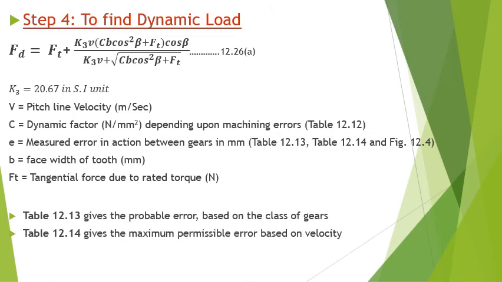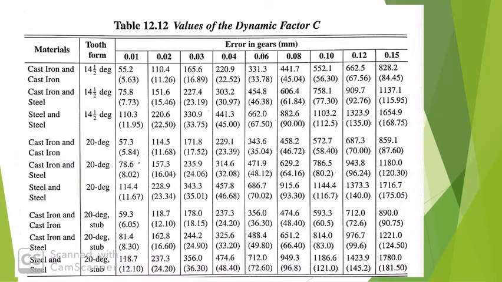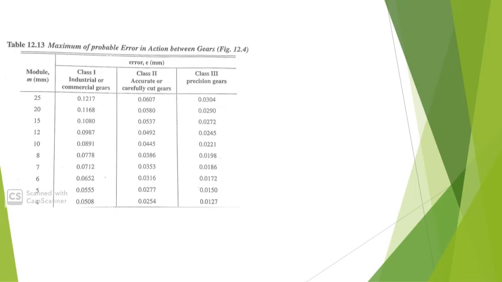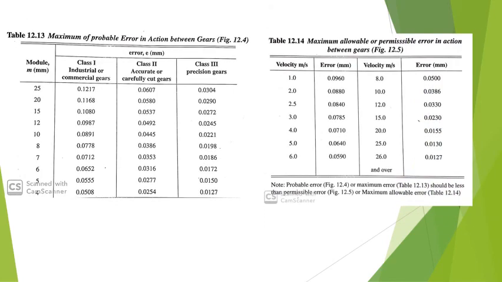Now we need to find the error before finding out the dynamic factor capital C, for which we can follow the same procedure as we followed for the spur case, that is by using table number 12.13 and table number 12.14. Using these tables we can find the value of the dynamic factor C depending upon the error we get. And these are the tables for finding out the error.